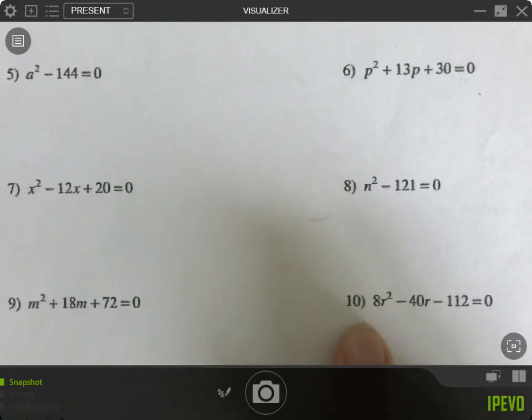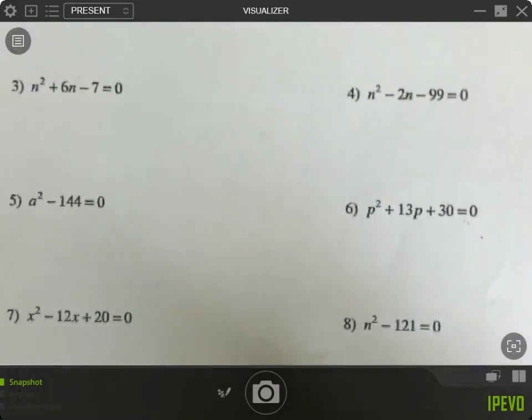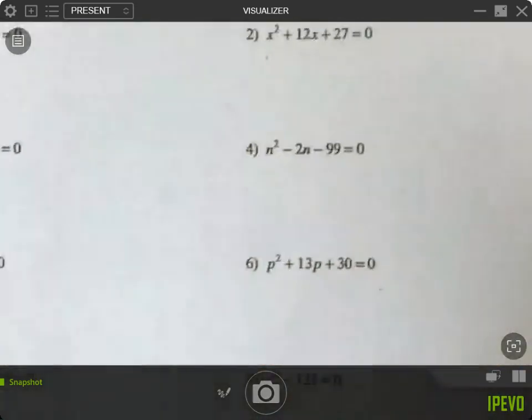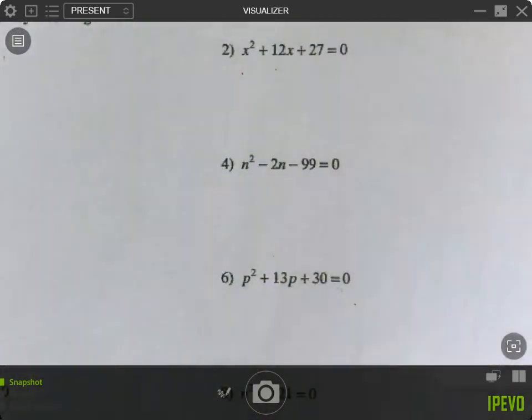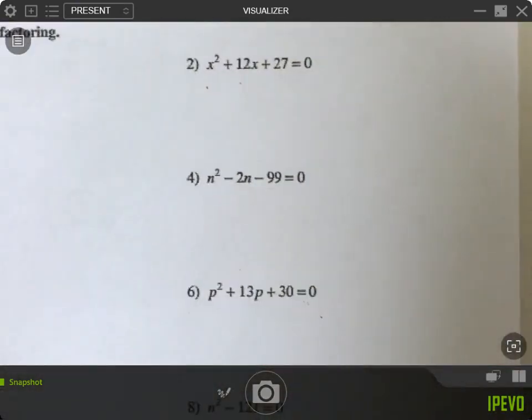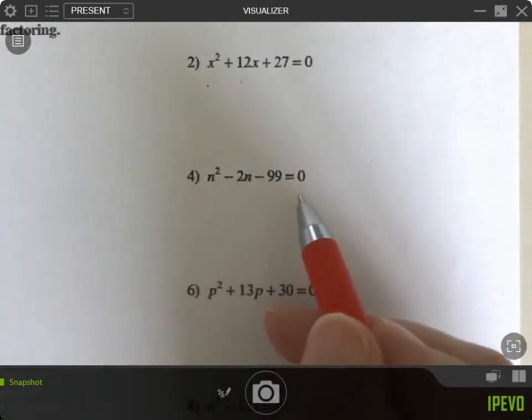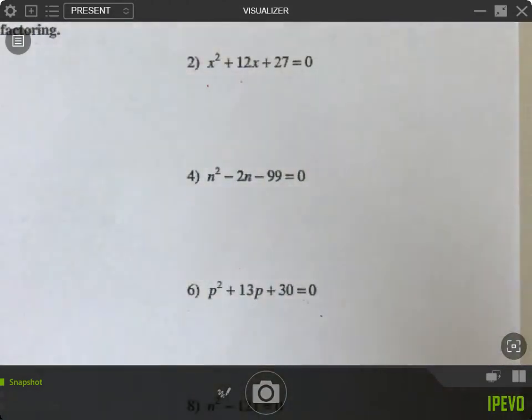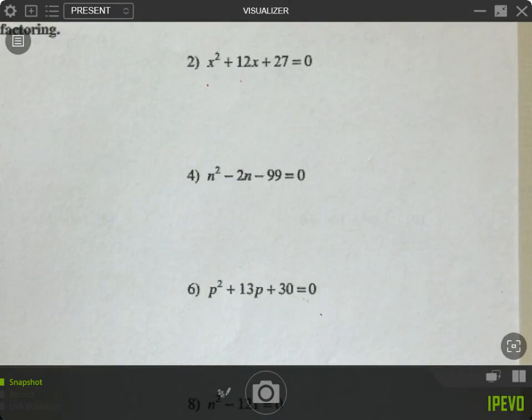So let's talk about two different problems. Let's do number 4. So number 4 is already set equal to 0. And first of all, it says solve by factoring. The only way to solve this, because it's a quadratic, is by factoring. There are other methods of solving. You guys could use the quadratic formula. You could solve using something called complete the square, which we did not do. You could solve by graphing, but we are factoring.